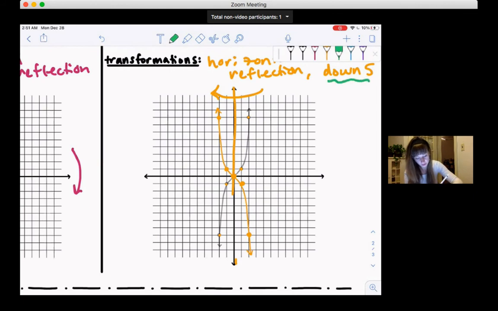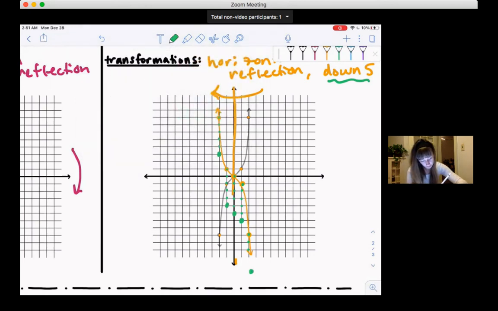Now, we still need to go down 5. So now we're going to take all of our points and move them down 1, 2, 3, 4, 5. This point, go down 1, 2, 3, 4, 5. This one is going to go down 1, 2, 3, 4, 5. Down 1, 2, 3, 4, 5. And this one's going to fall off the graph, which is okay. We go down 1, 2, and now it's off the graph. It would be kind of like down here.